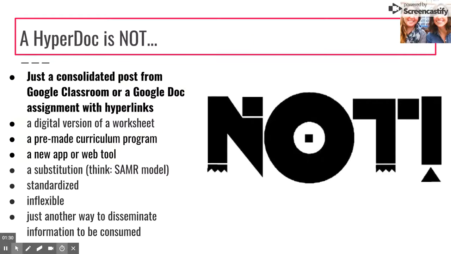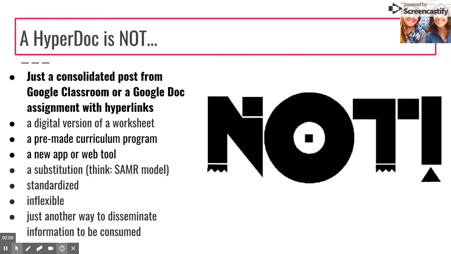So again, we really want you to think about how hyperdocs are supposed to encourage inquiry, excitement, and curiosity in learning. So we don't want to just take something that you would have students working on as a paper copy of a worksheet and make it into a hyperdoc. We want to make sure that we're stressing that hyperdocs encourage choice, collaboration, and higher level thinking.